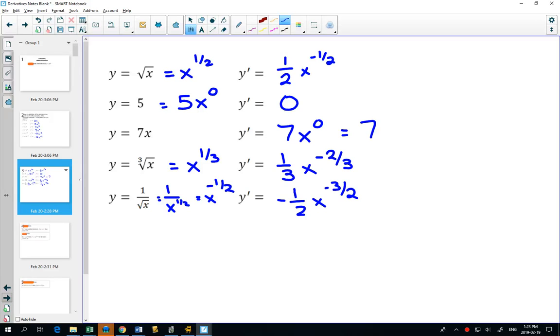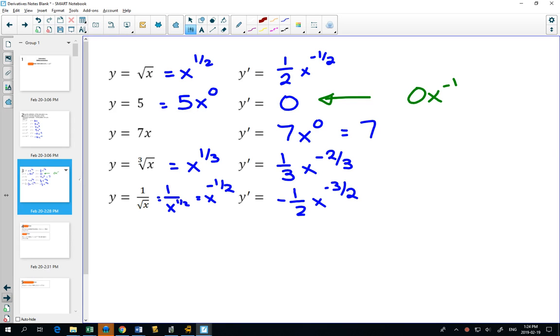Now, some of these in the future, you're not going to take the extra steps. Like in this one, when you have just a number and you're finding the derivative, you're just going to say that it's equal to 0. You're not going to change it to 5x to the 0 and then use your rules, right? Your rule technically would say 0x to the negative 1, and 0 times anything would be 0.